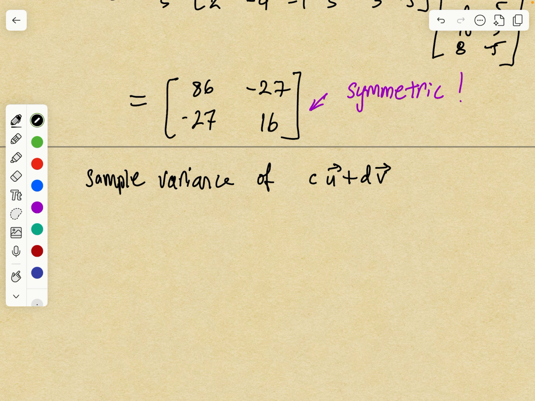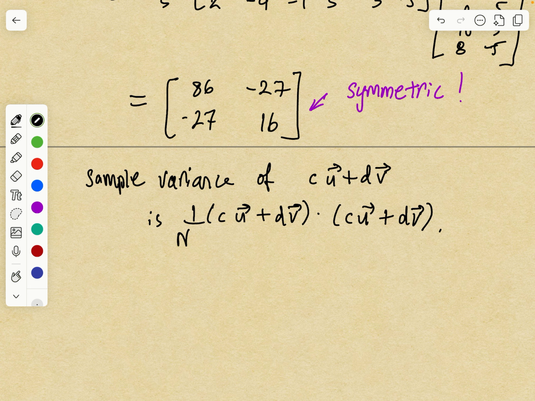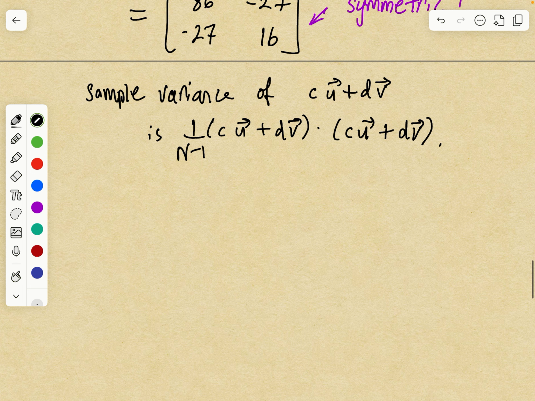Well, the sample variance of cu plus dv: does cu plus dv have mean 0? Yes, because u and v have mean 0, right? So the sample variance of this linear combination is just the dot product with itself, divided by n minus 1. This 1 over n minus 1 is something like a normalization factor. It's not super important for what we're talking about.